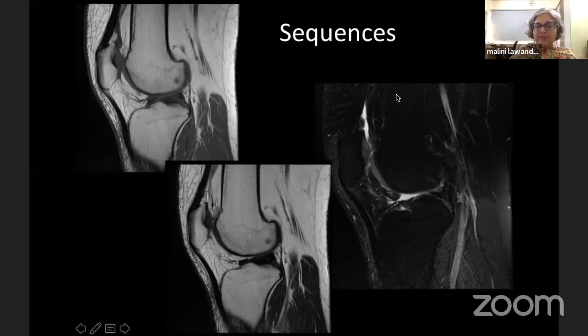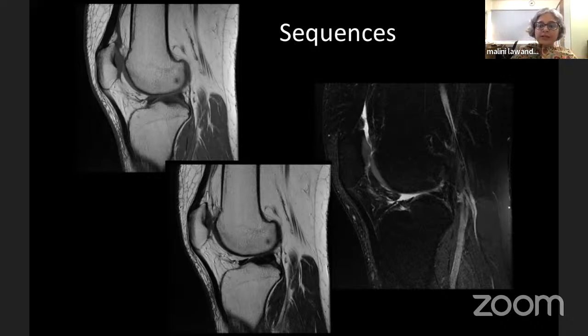And that's when we have the fat saturated T2 weighted image or a STIR image, either of the two, where the fat becomes completely dark. So now whatever is the edema or the pathology will remain bright and will be standing out. So these three sequences are essential when we are looking at tumor imaging.